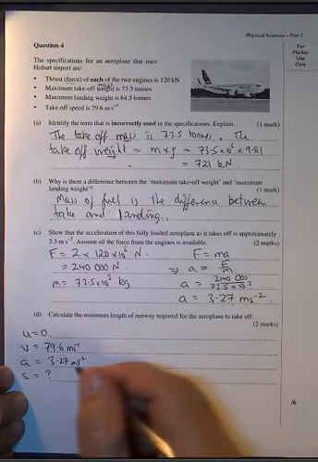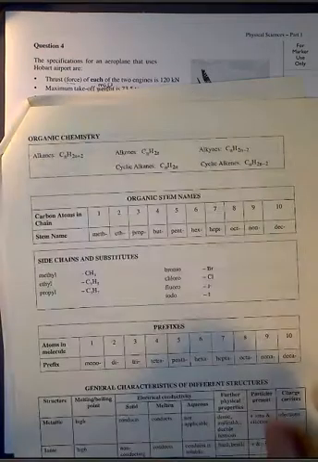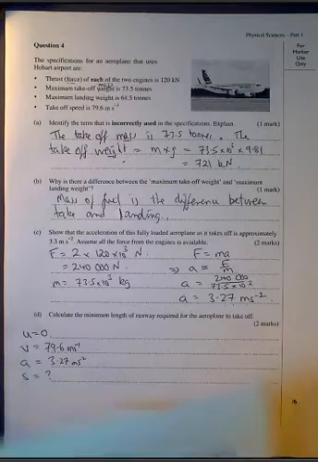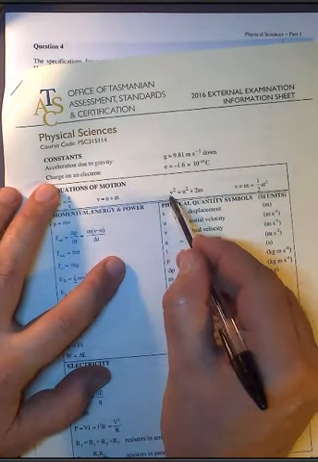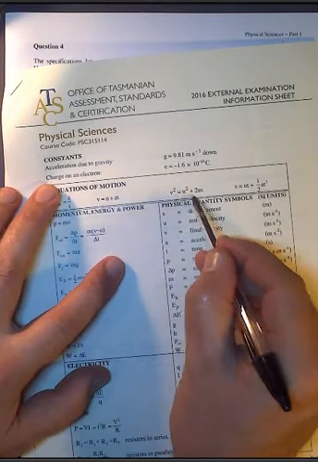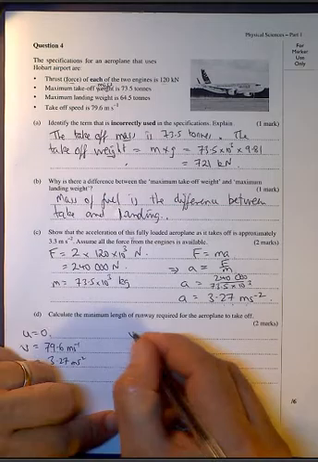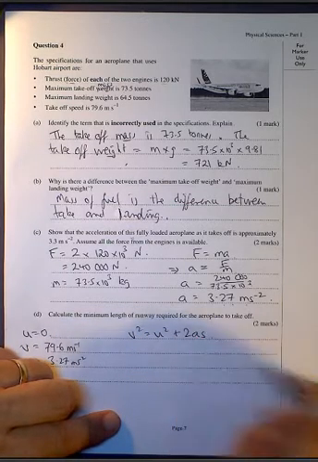And which one of these are we going to use? I reckon it's probably one of the ones we haven't used before. Steer away from chemistry, we'll do that later on. Come back here to the information sheet, and we look here. v squared equals u squared plus 2as. That's the one we're looking for. v squared equals u squared plus 2as.